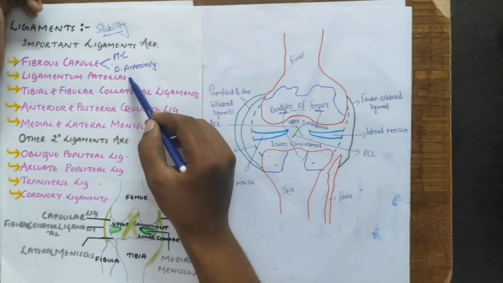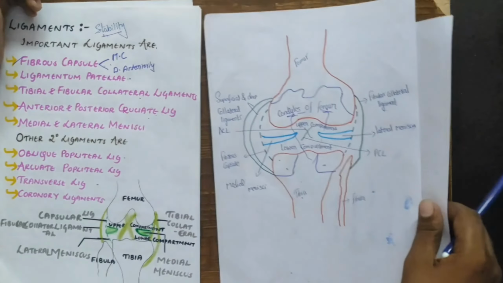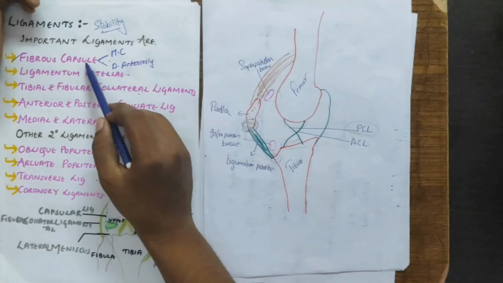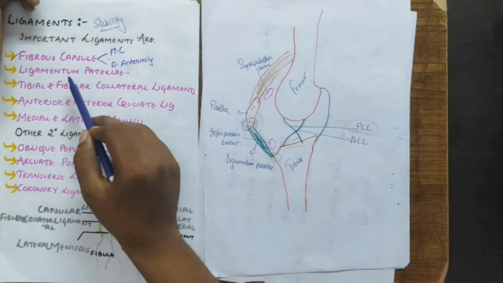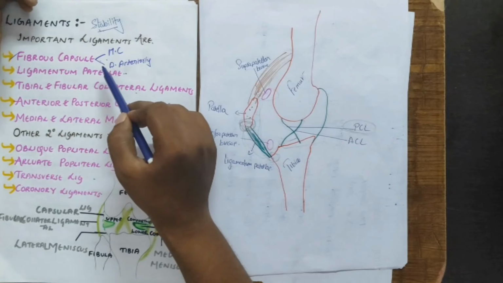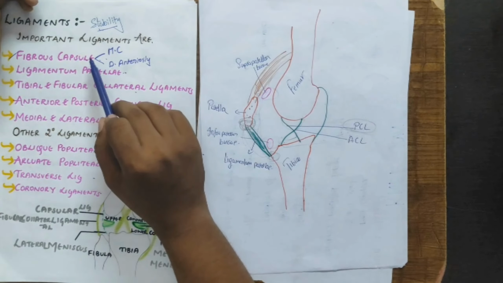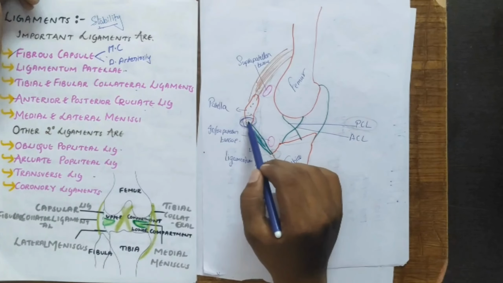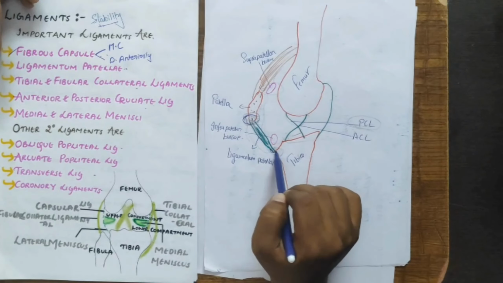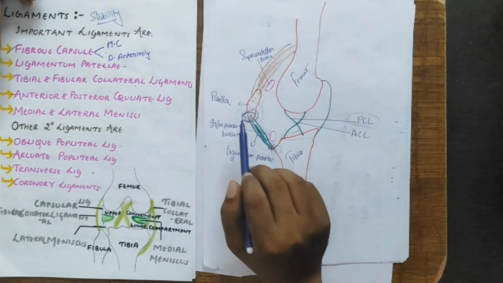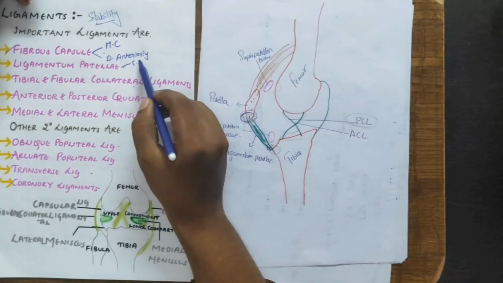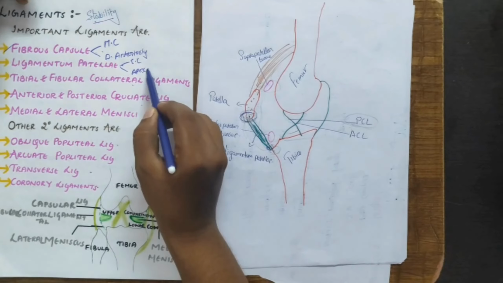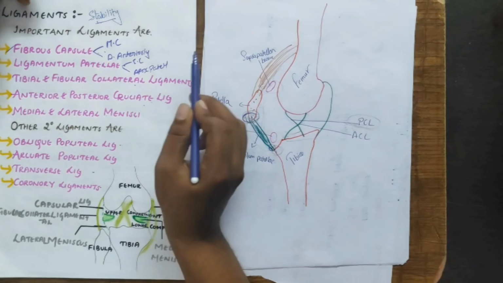And coming to the ligamentum patellae, it is the extracapsular ligament. Why? Because fibrous capsule is absent anteriorly and ligamentum patellae is present anteriorly, so ligamentum patellae is an extracapsular ligament. Ligamentum patellae starts from the apex of the patella to tibial tuberosity. The 2 points of ligamentum patellae: it is extracapsular and extends from the apex of the patella to tibial tuberosity.